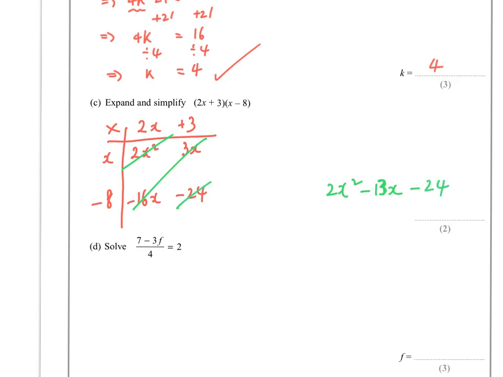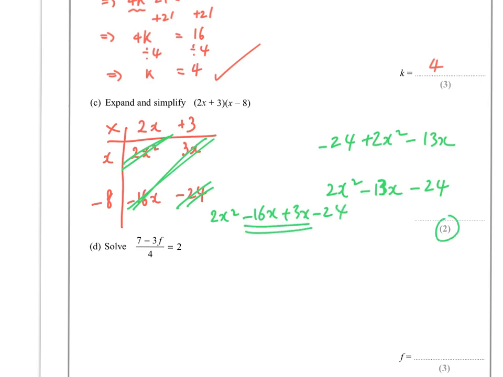Now it wouldn't matter whether you put minus 24 first, then added the 2x squared, and then did minus 13x. I think what the examiner wouldn't like is if you wrote 2x squared minus 16x plus 3x minus 24, you'd lose one of those marks because you've not simplified this enough. So let's have a look at part D.